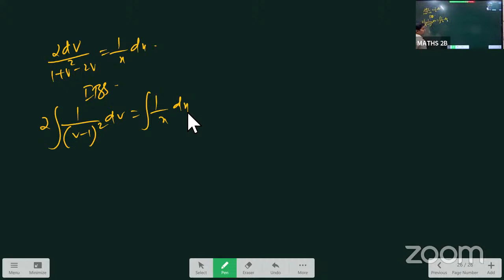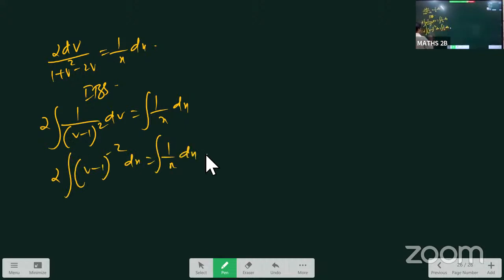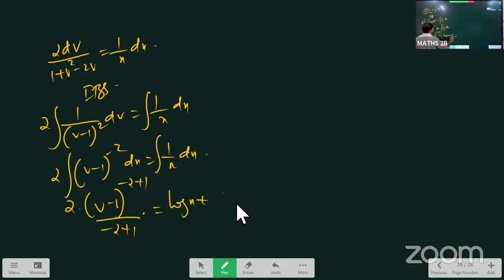Integration of 2 into 1 by v minus 1 whole square dv is equal to integration of 1 by x dx. Now 2 into v minus 1 whole power minus 2. Using the formula ax plus b whole power n, it becomes ax plus b whole power n plus 1 by n plus 1. So 2 into v minus 1 whole power minus 2 plus 1 by minus 2 plus 1. That is equal to log x plus c is enough.